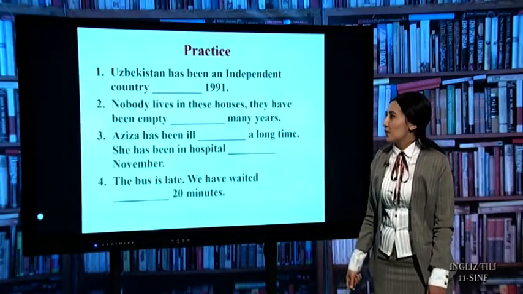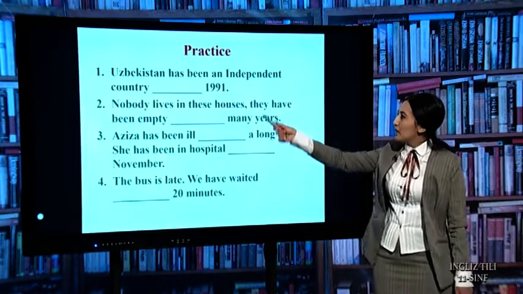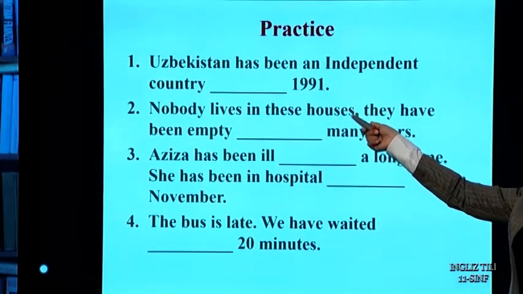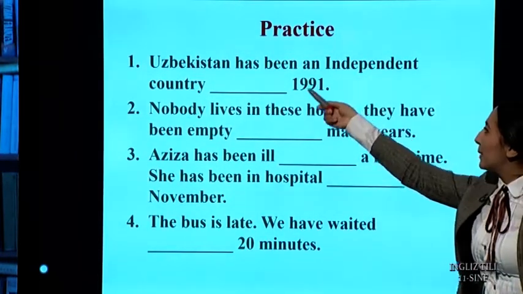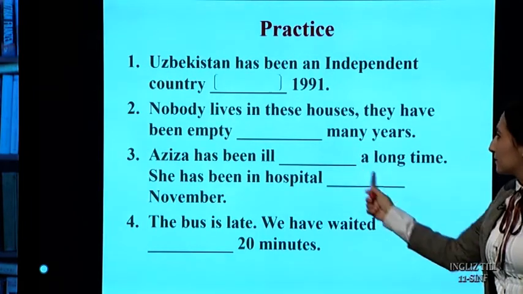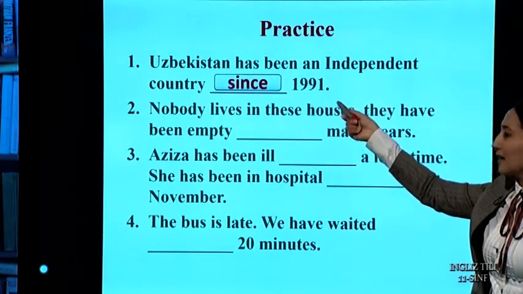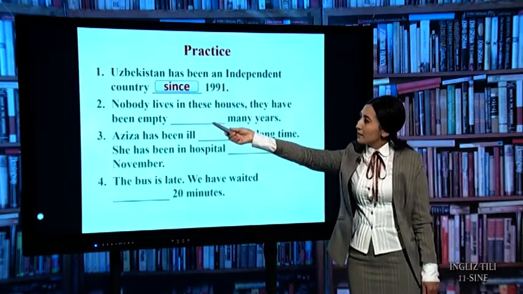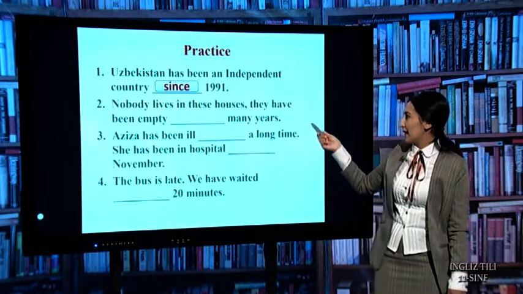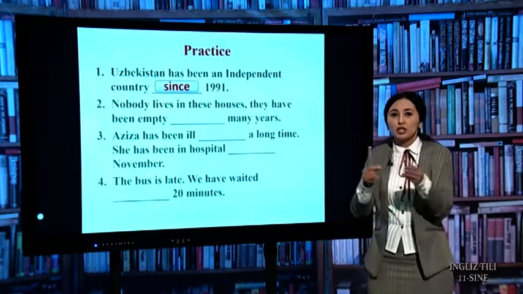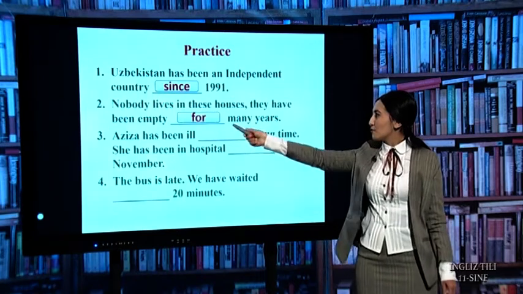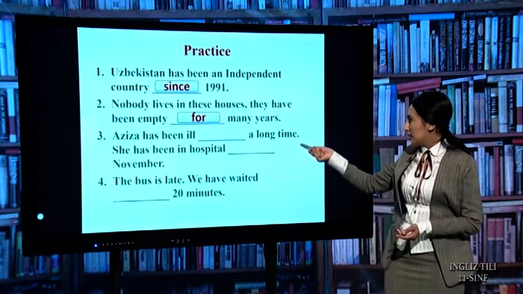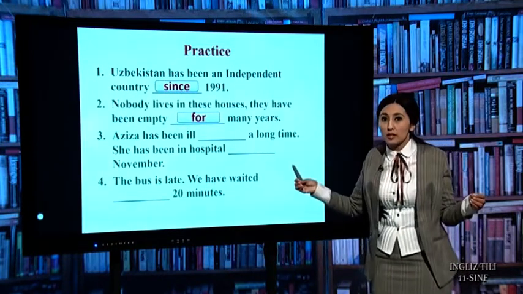Pay attention to the first one, how can we fill the gap? Uzbekistan has been an independent country 1991. Pay attention, this is the beginning of the action. Sure, since 1991, from 1991 till now. And the second one: nobody lives in these houses, they have been empty many years. During many years, for many years. And the third one: Aziza has been ill long time, during a long time.